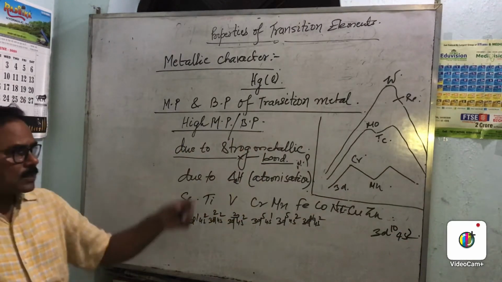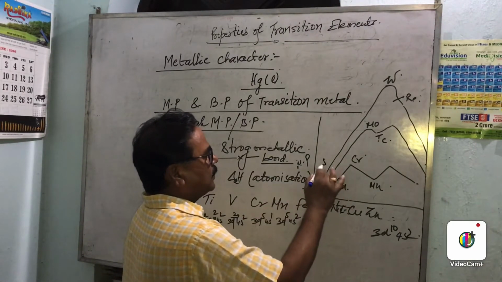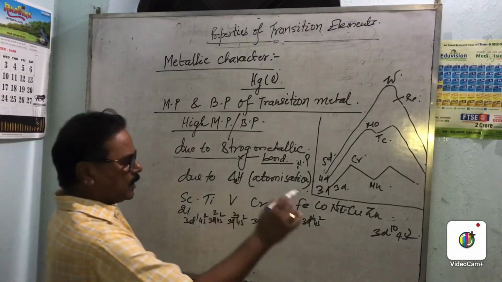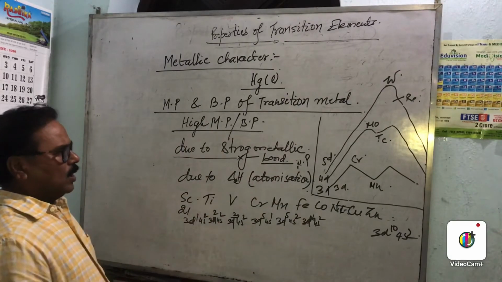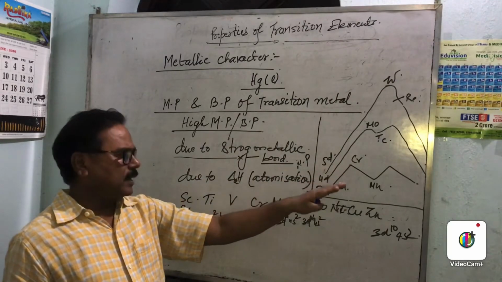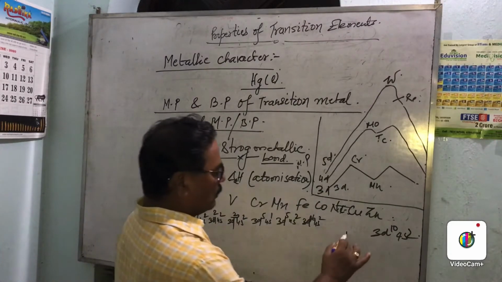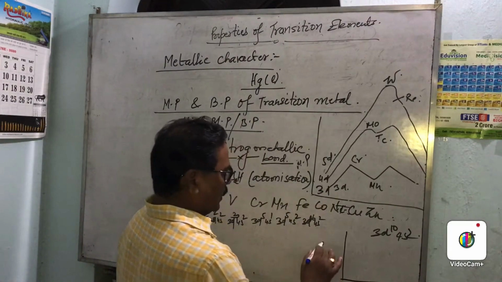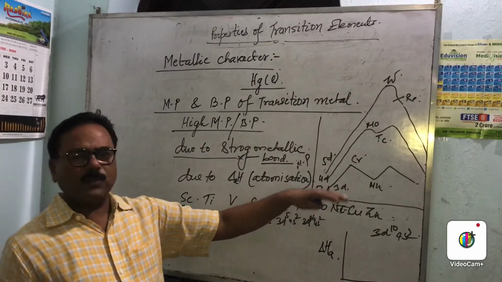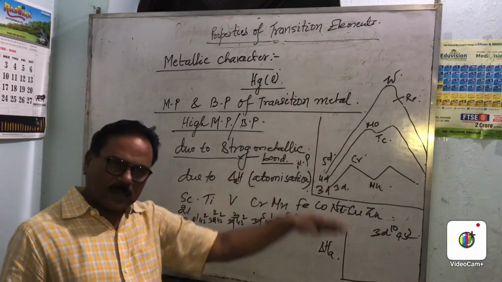So we talk about every series. This is 3d, this is 4d, and this is 5d. What is the order of increase of melting point? The melting point of the 5d series is the highest, thereafter 4d, and thereafter 3d. Simultaneously, if we look at the graph of atomic number and enthalpy of atomization, we see a similar pattern: the enthalpy of atomization of the 5d series is more, followed by 4d, and the least is 3d.